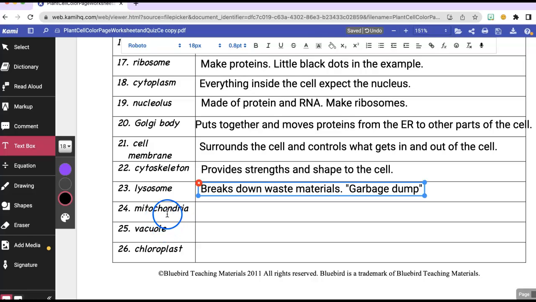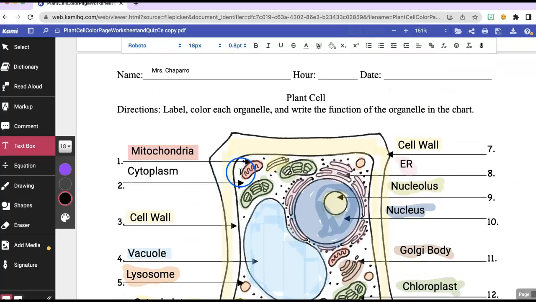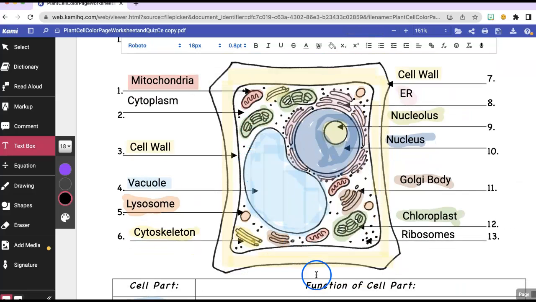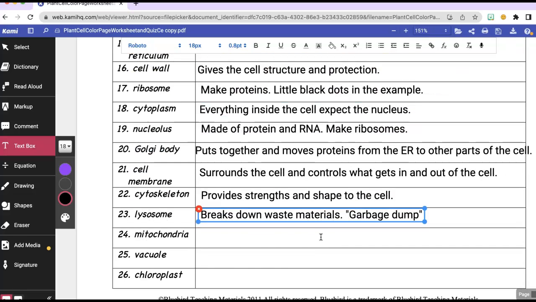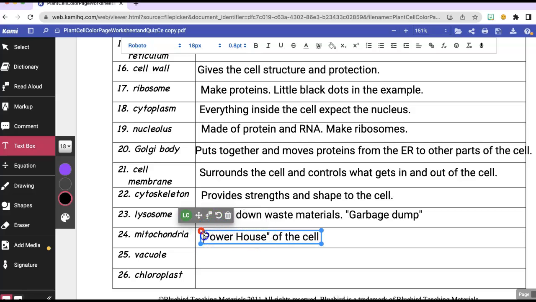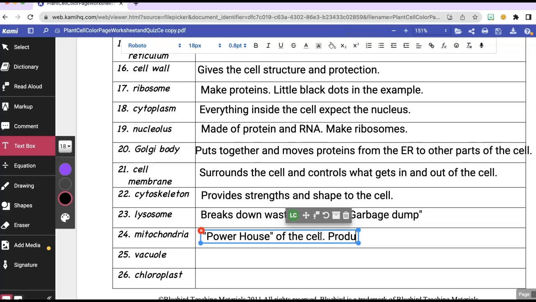Okay, number 24, mitochondria. Those are the little bread baskets right here. There's a piece of bread here. There's one here. They are known as the powerhouse of the cell. Write this down. When I say powerhouse, guys, this is where all the energy is produced. And I'm going to go back and put powerhouse in quotations. "Powerhouse" of the cell. Make sure you put your quotations on your paper as well. This is where all the energy is produced. Produces energy.